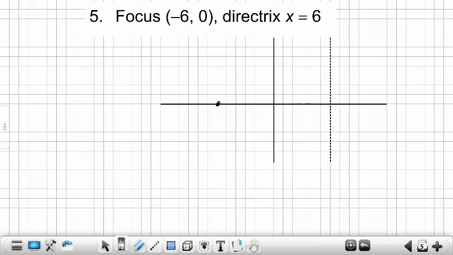So I've got the focus. I've got the focus at (-6, 0). I've got the directrix at x equals 6. So where is my vertex? (0, 0). It's halfway between. Guys, what's 4 times 6? We're going to jump a little bit. 24. But it opens to the left, so it's going to be negative.